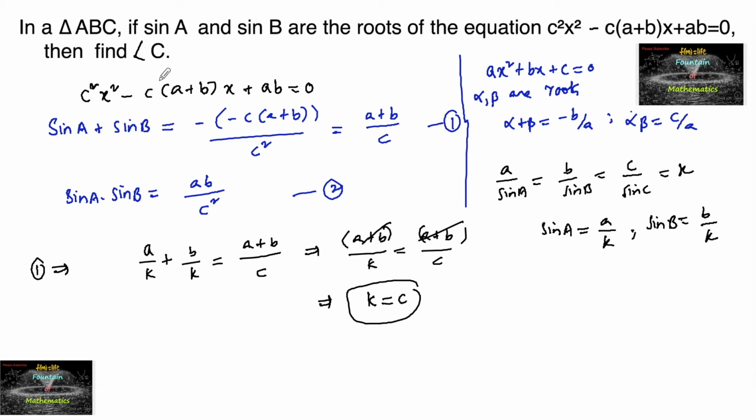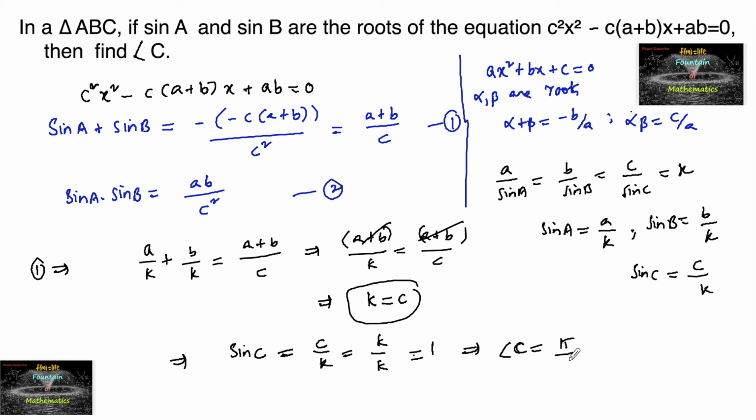and we need to find the value of angle C. From the sine rule we can also write sin C is equal to c upon k. So sin C is equal to c upon k, that is k upon k, which is equal to 1. So sin C is equal to 1, which implies that angle C is equal to pi by 2, that's 90 degrees. So we can give the answer angle C is 90 degrees or pi by 2 radians.